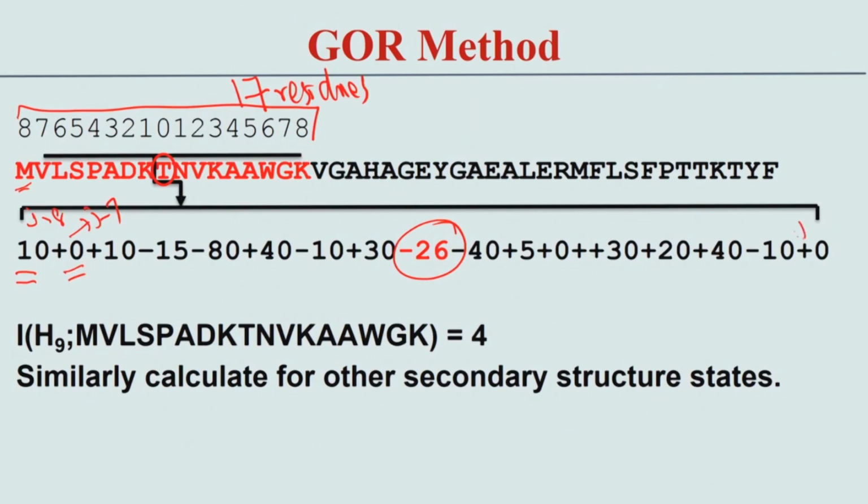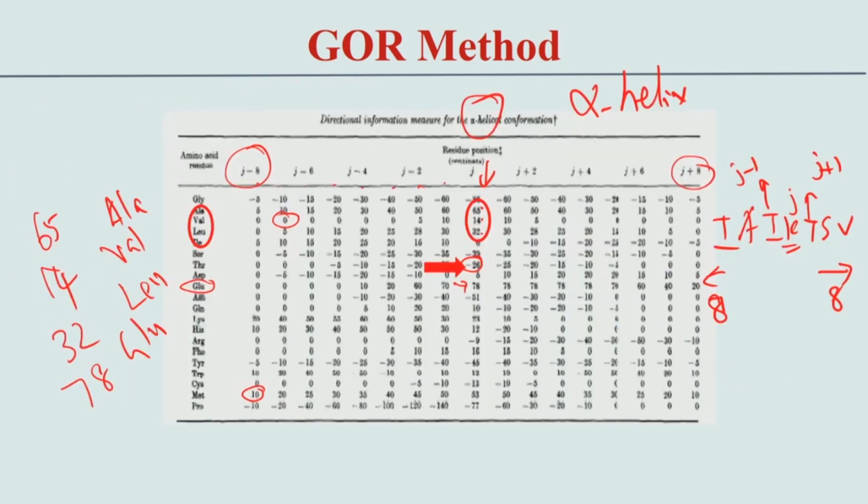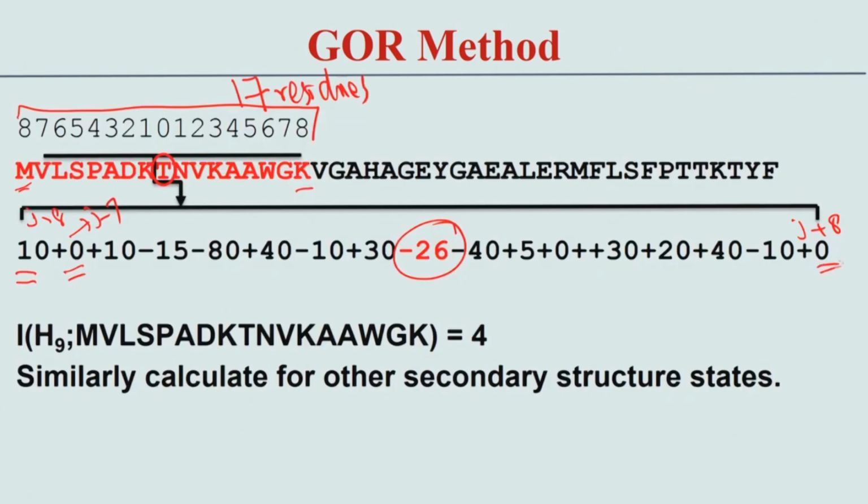Then go with J plus 8, which is lysine. So, if we see the lysine, what is the related code for lysine? L by L by S, which is here. So lysine is here, and this value is 0. So now we have 17 values for the 17 positions.